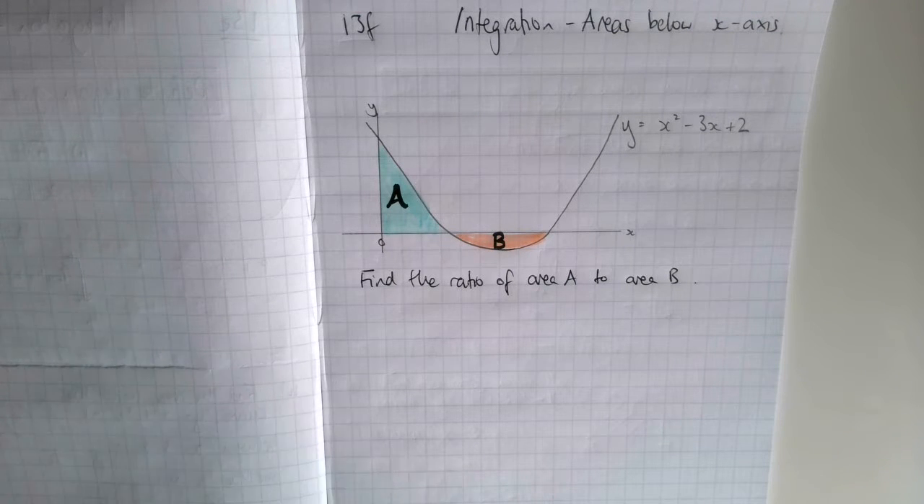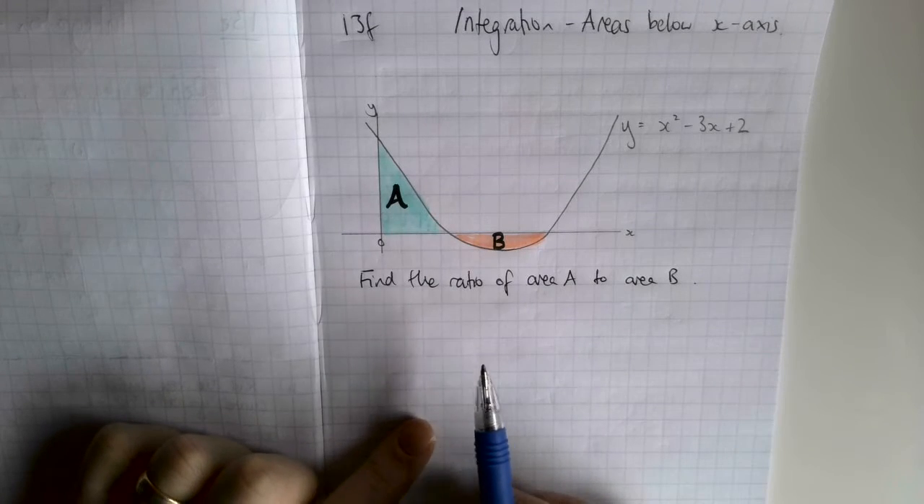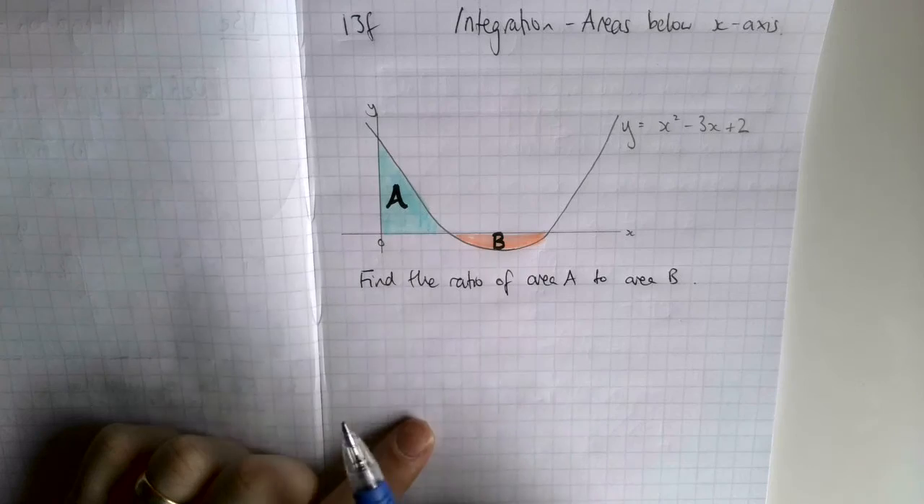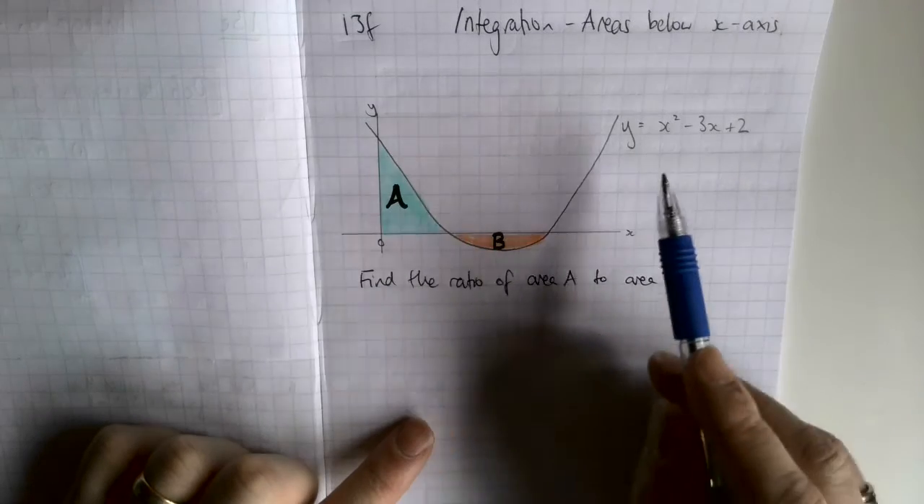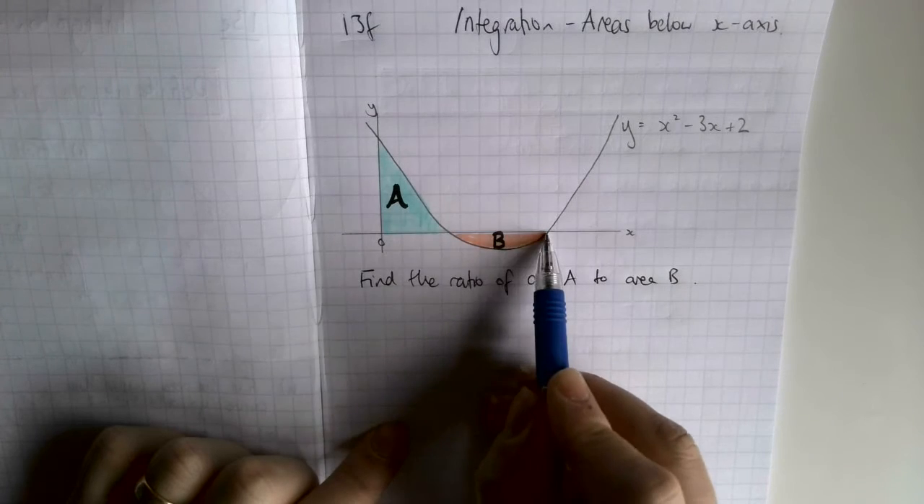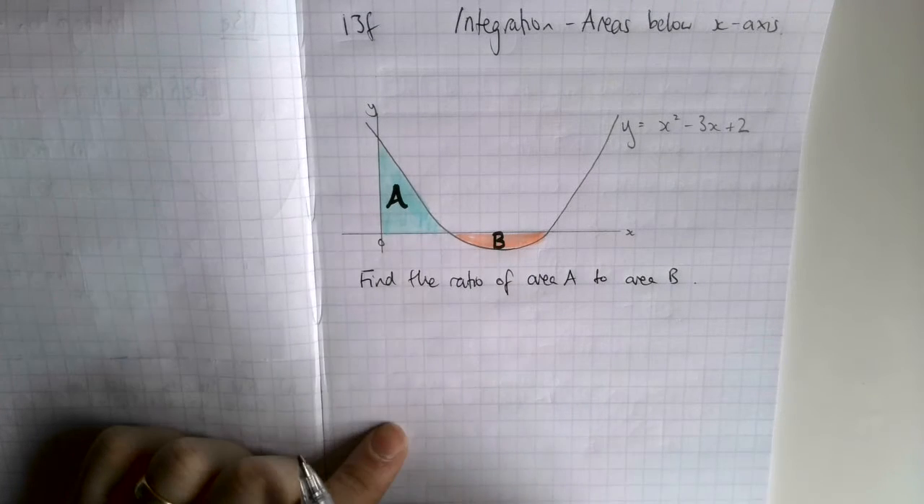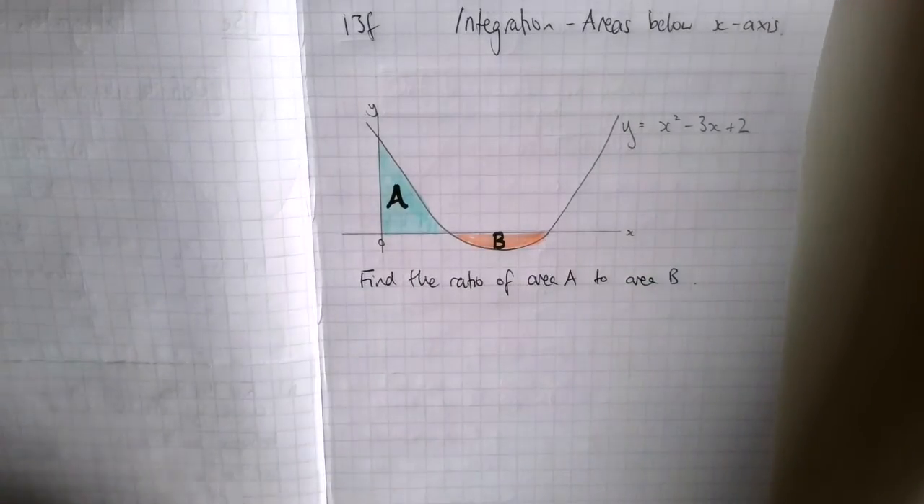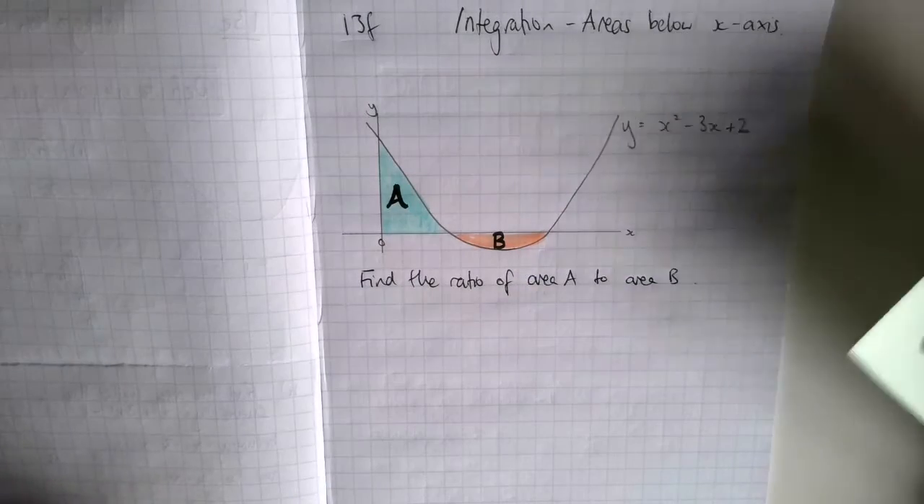Here's just one example of a slightly different kind of question. It says find the ratio of area A to area B, like that. And we're not really given very much information. We are given the equation of the curve, but we don't know where this is or this is, and that's all we're told. So it's worth just having a little bit of a think. How might you begin to go about answering this question?